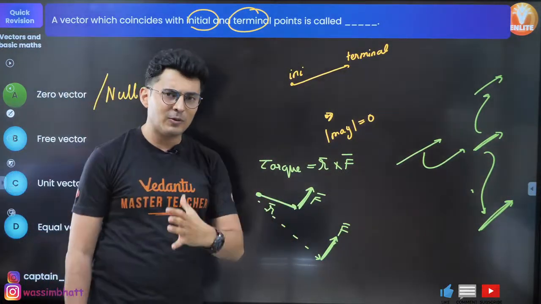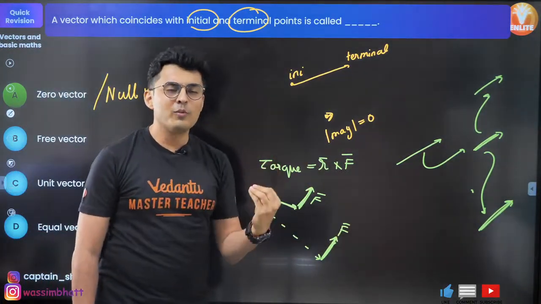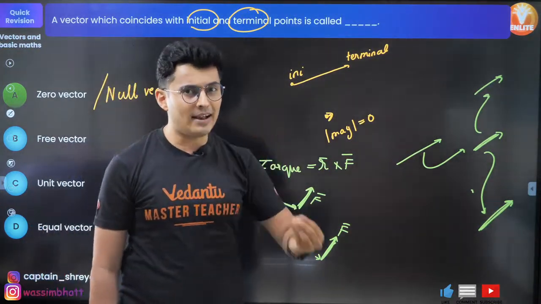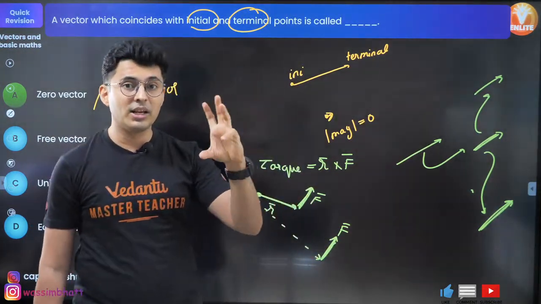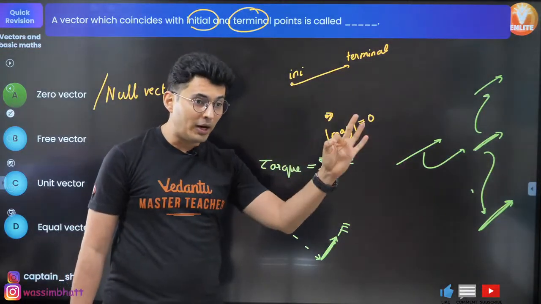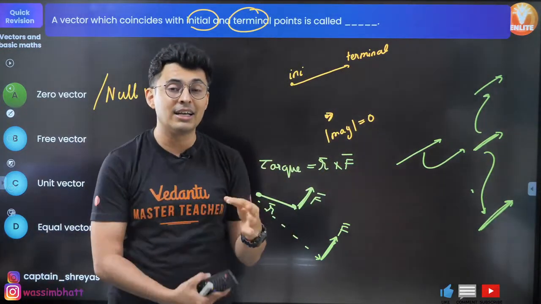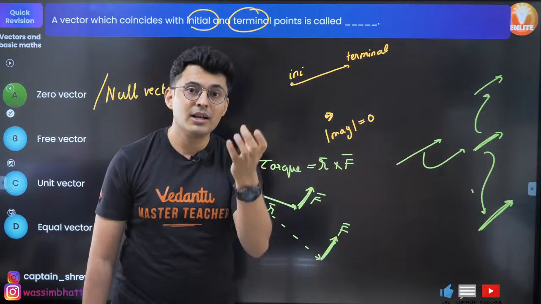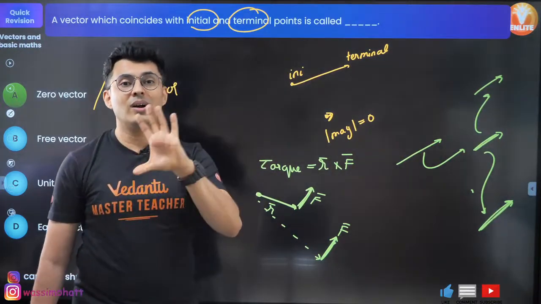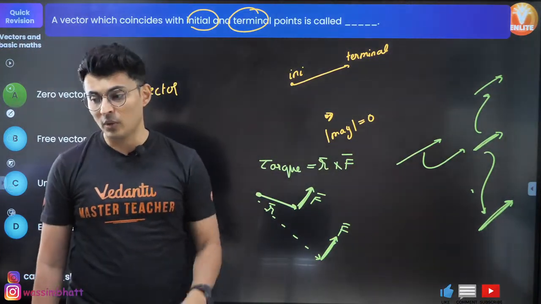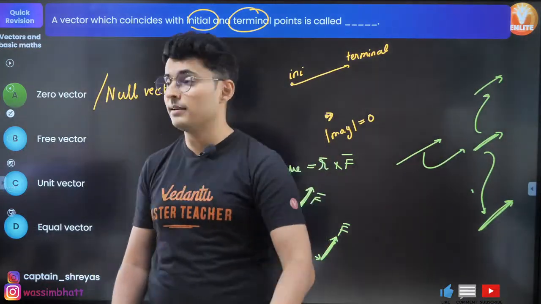In certain cases you can, in certain cases you cannot. Obviously, those things which depend on axis, on the orientation, or the point of choice about which you are measuring it, like angular momentum, torque, all those things you will see, you cannot slide the vector freely. In those things you cannot slide the vector freely.